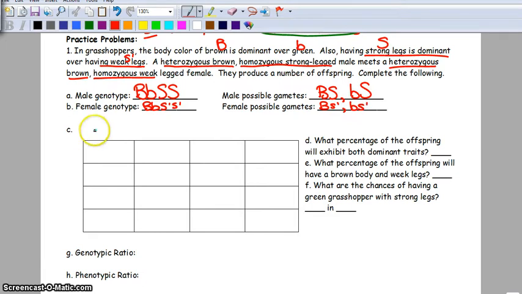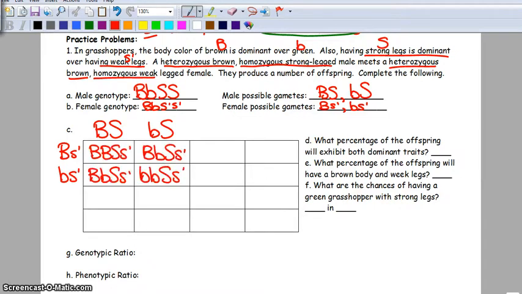Our next step is to put it in on our Punnett square. So we have big B, big S. And here. Again, if you put them on opposite sides, you would have been fine, so long as you didn't mix the male and female gametes. All right, next you need to fill in your Punnett square. I'm going to pause the video while I fill mine in. You should do the same. All right, Punnett square is filled in.